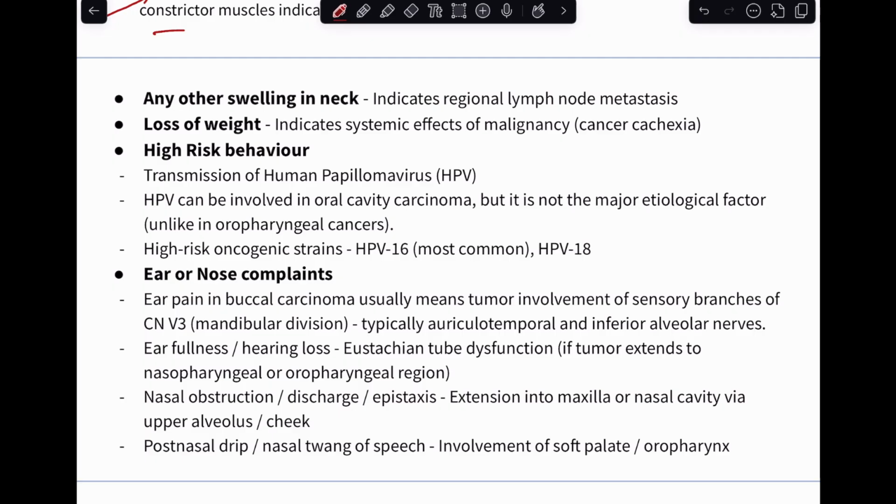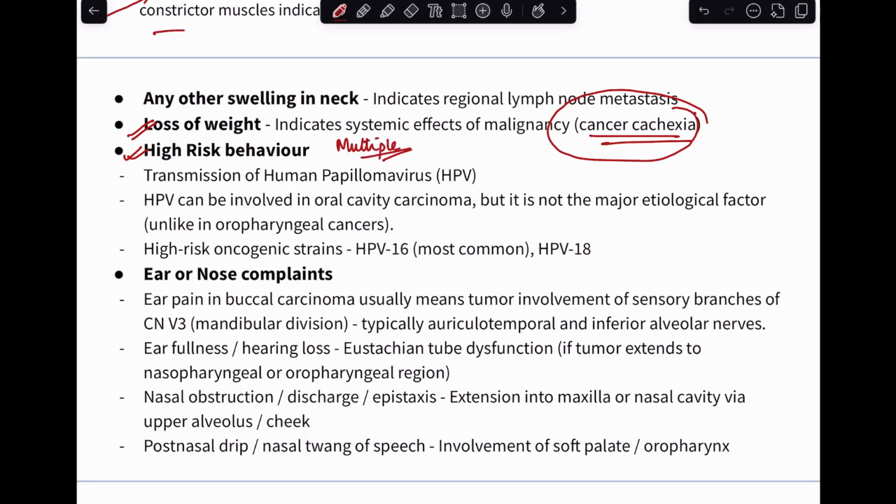Loss of weight is more of a systemic effect of malignancy, where you have cancer cachexia. But usually in oral cavity cancer cases, we do not see loss of weight as much because the tumor bulk is very low. To develop cancer cachexia, it takes more tumor bulk. So most cases will not come to you with a history of weight loss, whereas other malignancies, like maybe GI malignancies, will definitely have weight loss as a feature when they present to the doctor.